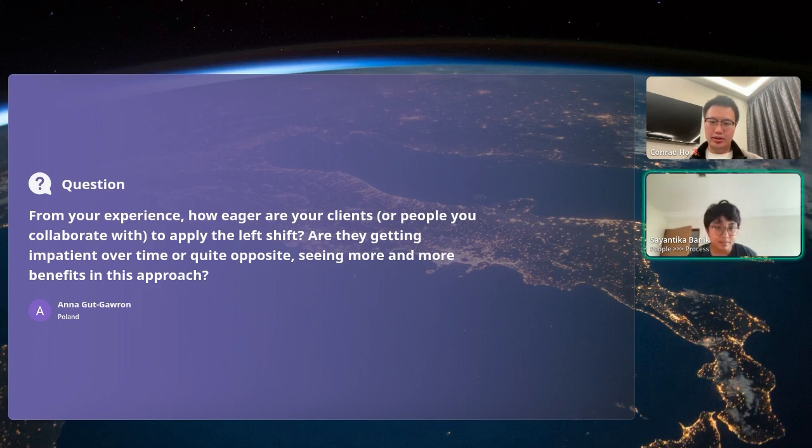Are they getting impatient over time, or quite the opposite, seeing more and more benefits in this? Yes, the benefits come in the later part, so I have to deal with the impatience first, and then slowly there are happy faces at the end, which I enjoy and kind of thrive on now.